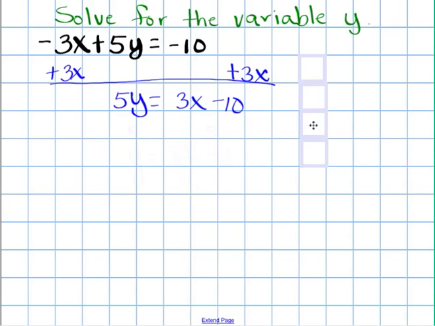I had 5 groups of y equal 3x minus 10, so I'm going to divide that into 5 equal groups. And what happens then is I'm left with one group of y, or y equals 3/5 x minus 2. And that should look like y equals mx plus b to you. And it makes sense to have a coefficient, that number in front of the variable.